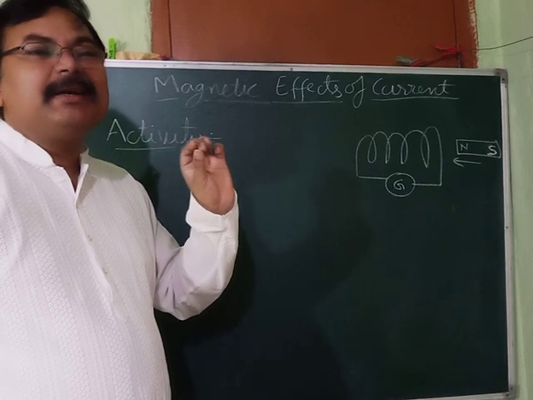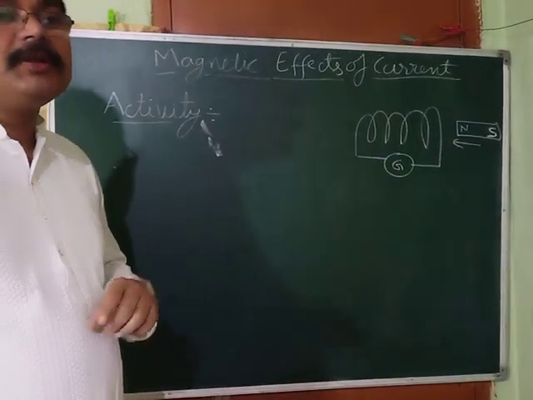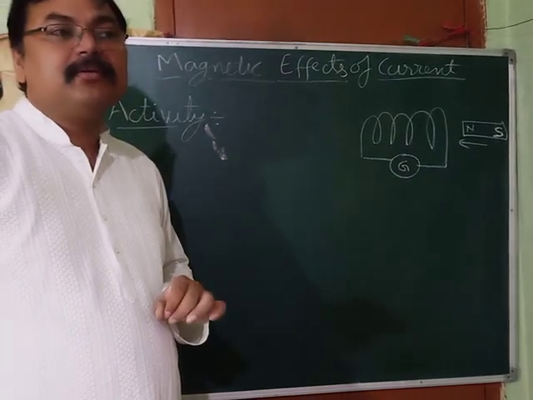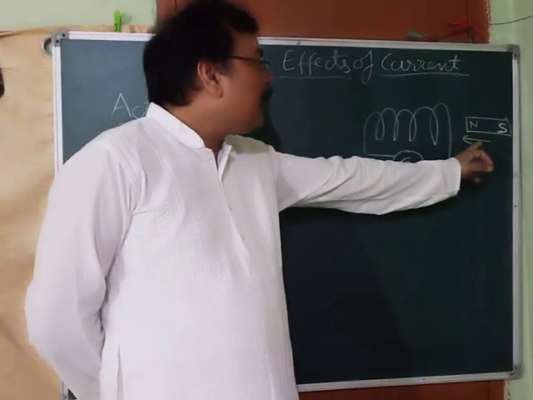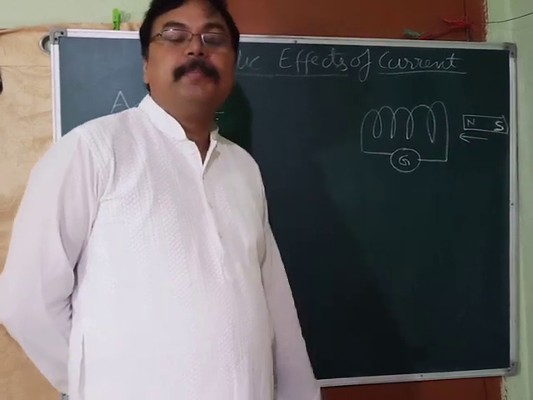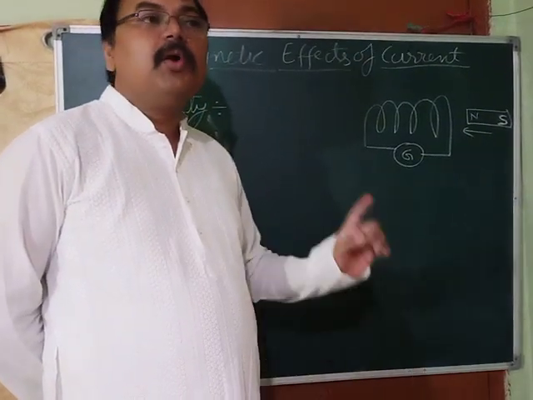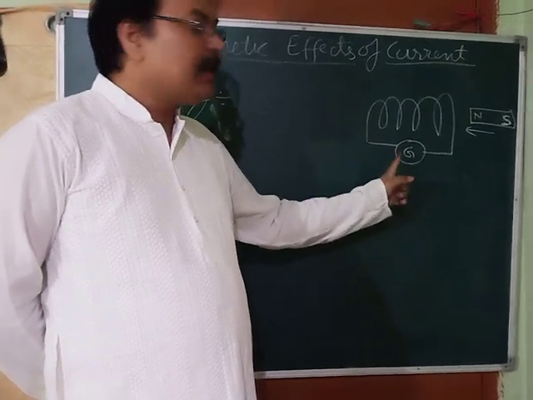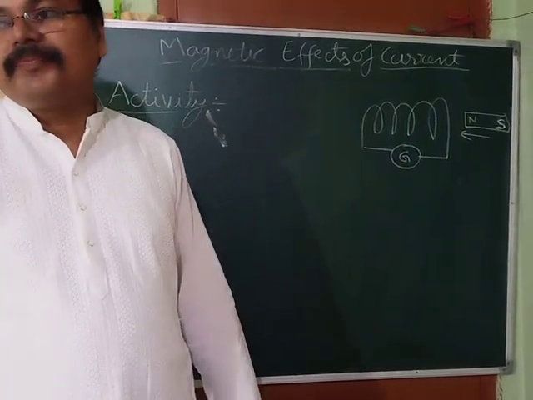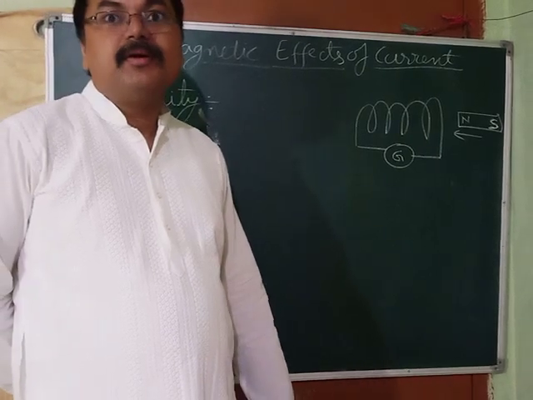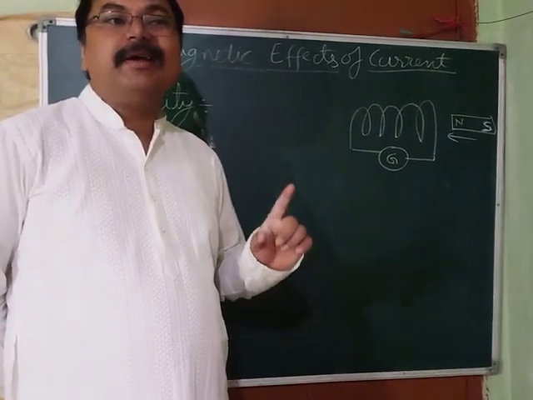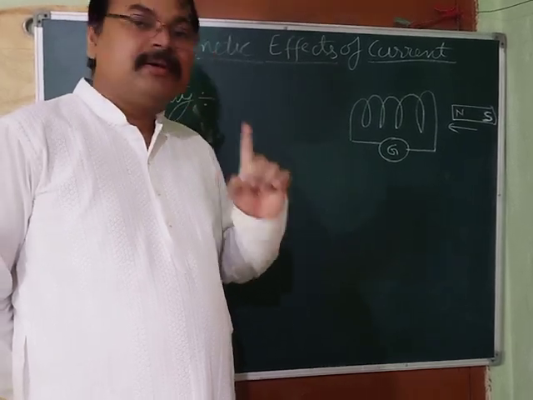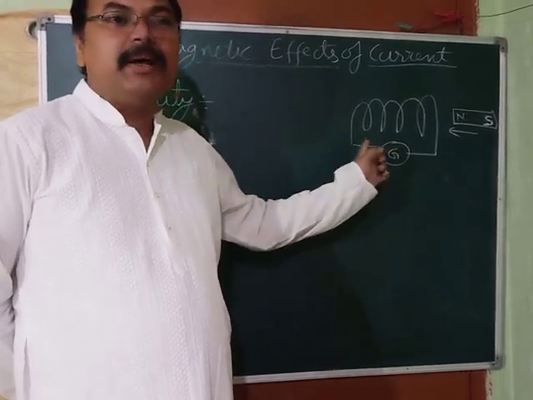when the bar magnet is kept stationary away from the coil, no deflection is observed in the galvanometer, which means there is no induced current in the coil.